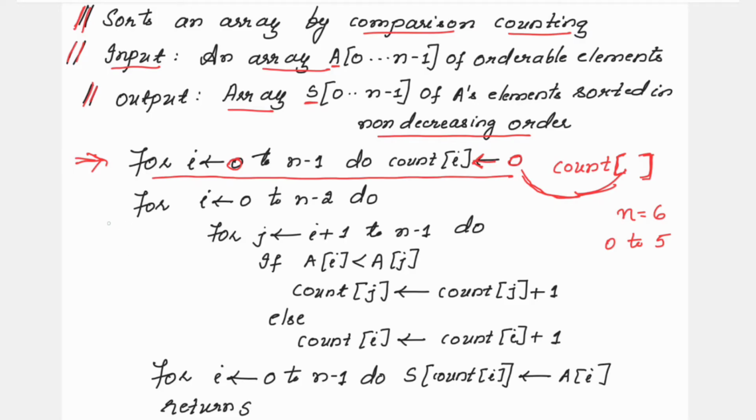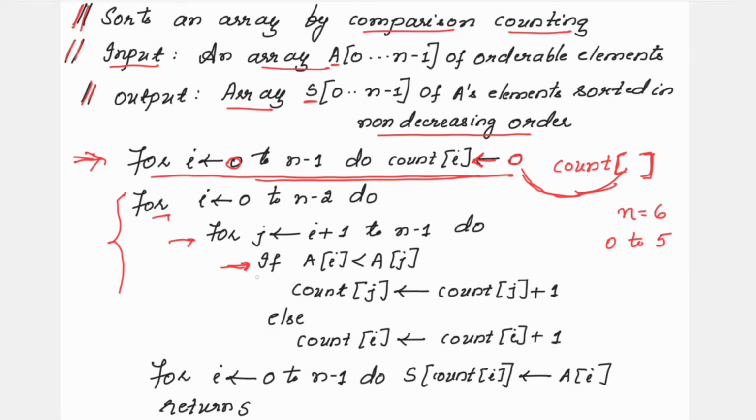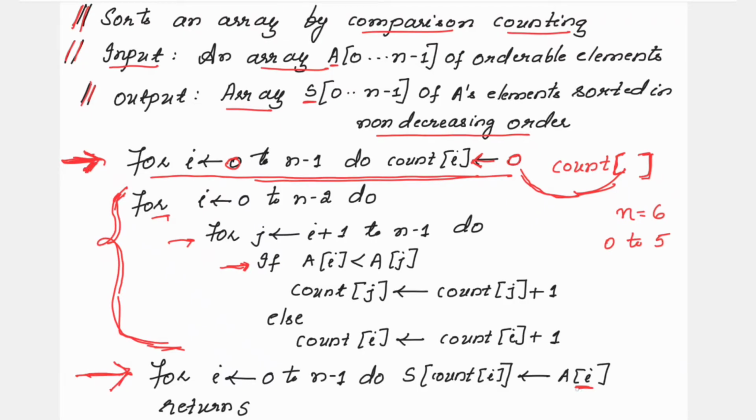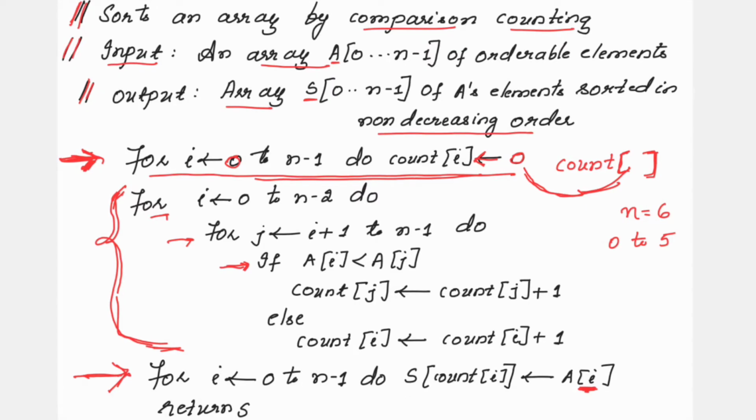Then comes the logic. See, this is one independent for loop which you carry out in the beginning. Then comes the outer for loop, then the inner for loop, and here you have the if else statement. So the logic ends here. In the beginning you have one for loop which initializes the count array with 0 for all elements. At the end you have a for loop in which you place the elements in the array. Let us trace this pseudocode.